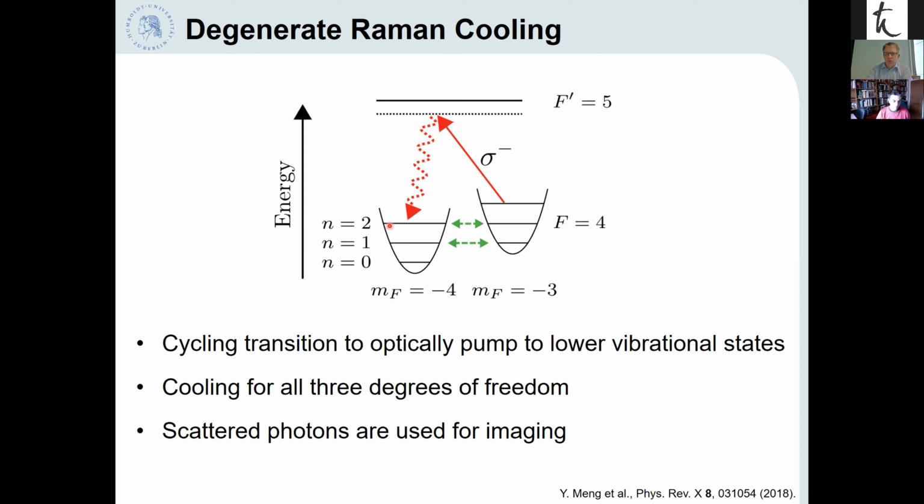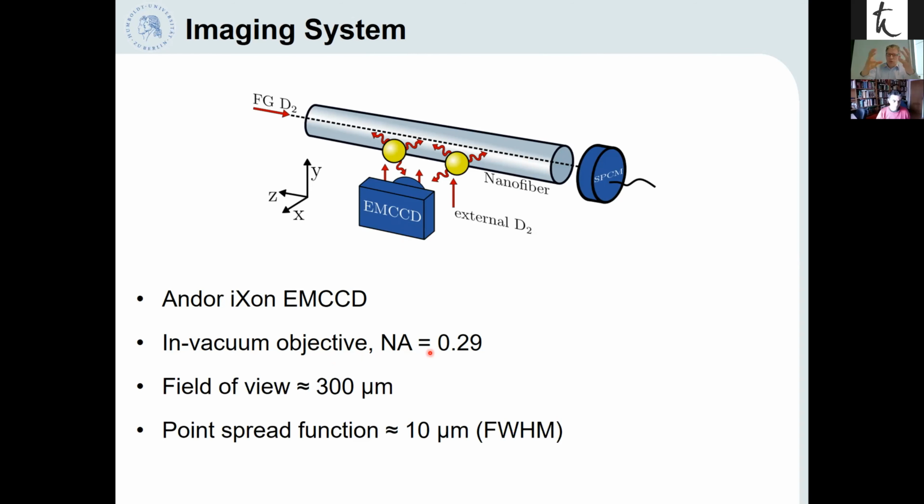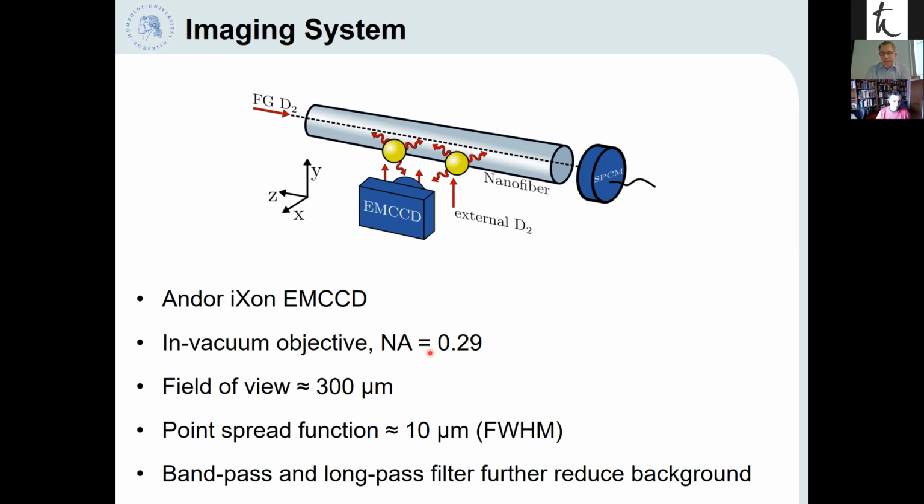So now all we need to do is to record this scattered fluorescence light of the atoms. And this is done with an imaging system. We use an EMCCD camera that is capable of detecting single photons. And inside our vacuum chamber, where our cold atom experiment is operated, we have a microscope objective with a numerical aperture of about 0.3, which has a field of view of about 300 micrometers, and correspondingly a point spread function, so the size of the image that we can make with the microscope objective, which has a full width at half maximum of about 10 micrometers. And then finally, we also use further bandpass and long pass filters to reduce the background of the light.